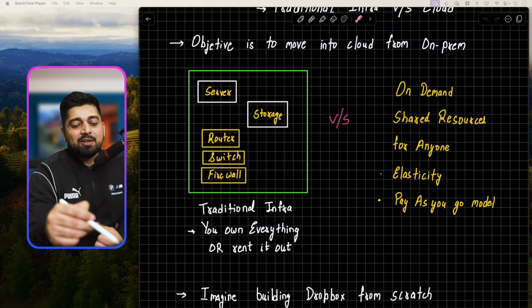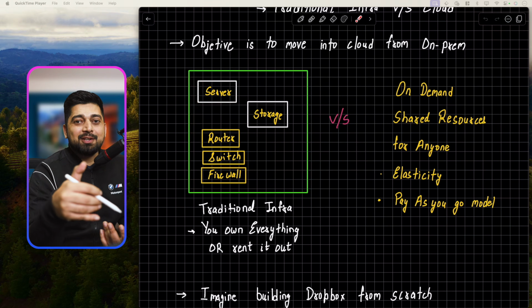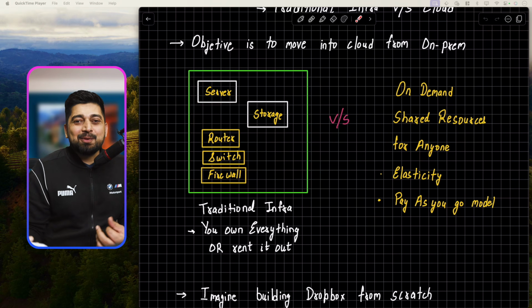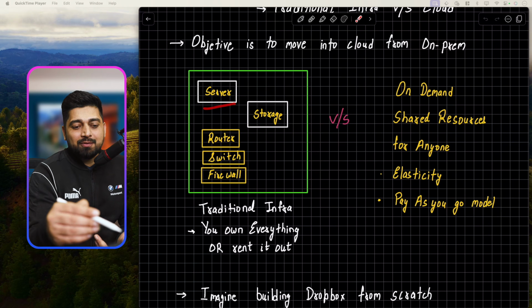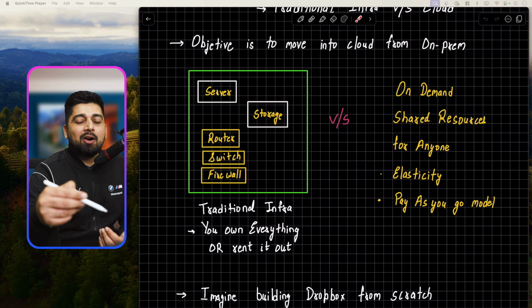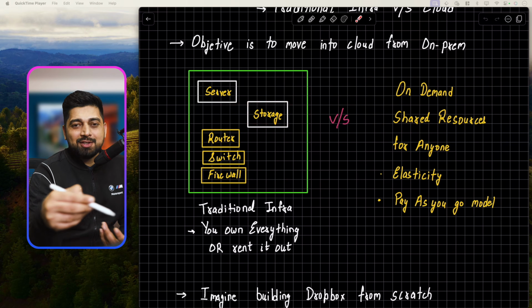So in the traditional infrastructure, we used to have something known as a server. Now, a lot of people believe that a server is a big, gigantic computer. It is not. It is just a piece of software which is running on really powerful hardware. So we have our servers, which are software. We have some of our storage, maybe a hard disk or maybe a solid state drive, SSDs.